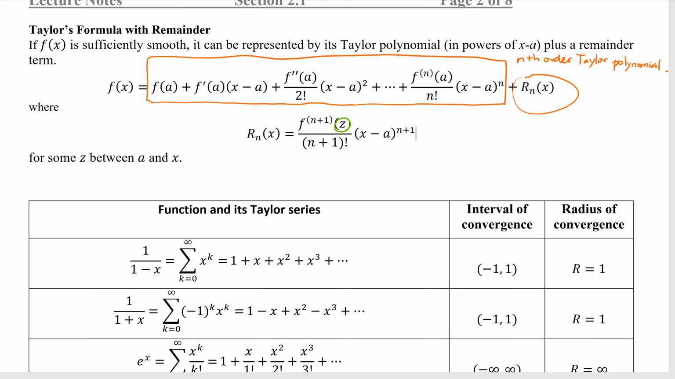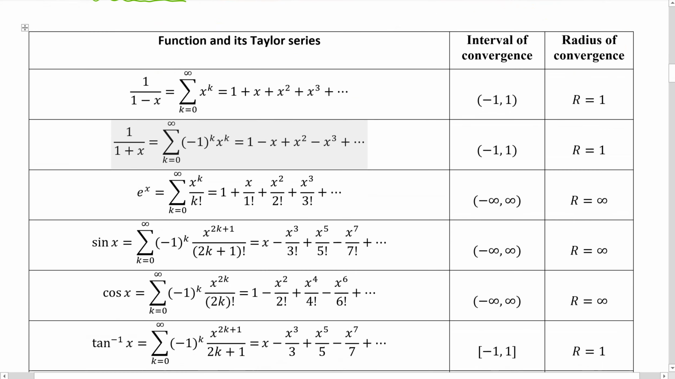Okay. So far, so good, everybody? So we don't have a fixed z. We just know z is between a and x. And then this is the remainder term. We get equality. Okay? And we have the table for Taylor series.